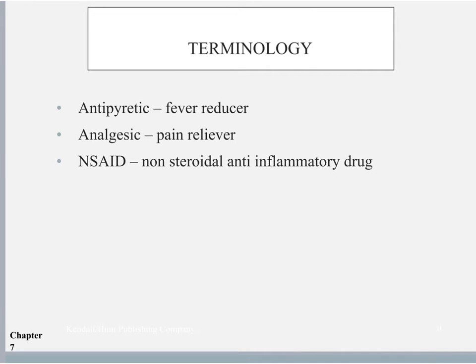All right, so a couple terminologies that I need you guys to know. Antipyretic is a fever reducer. Analgesic is a pain reliever. And then an NSAID is a non-steroidal anti-inflammatory drug.